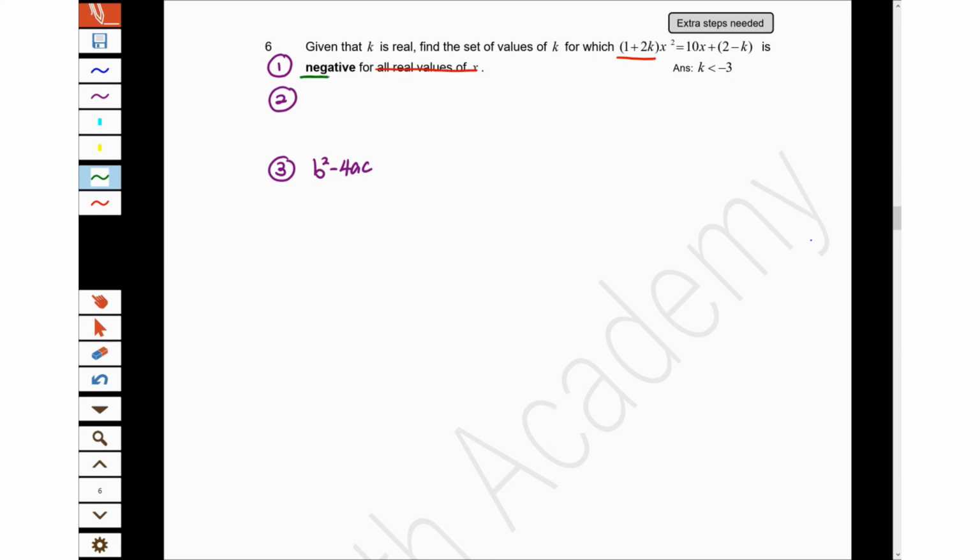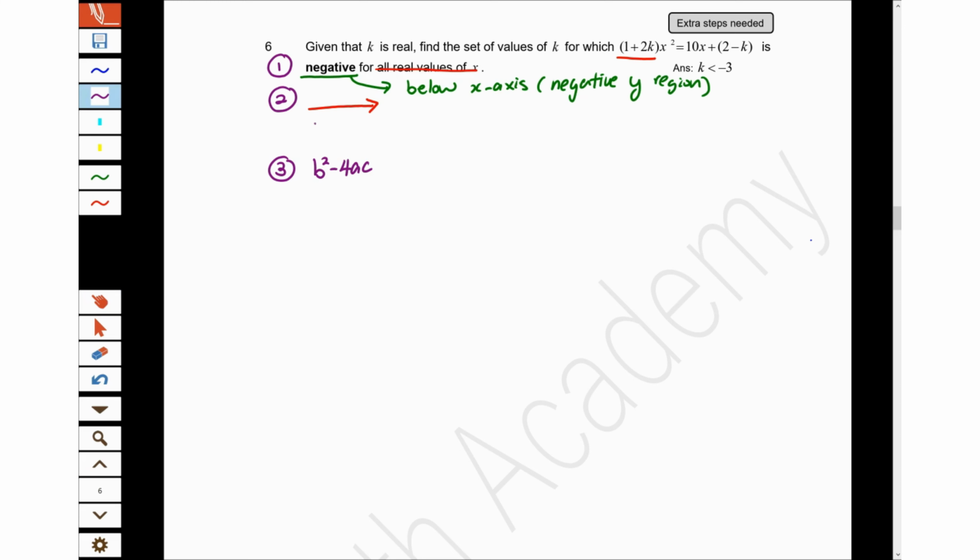Now what does negative imply? Negative means that the whole graph is below the x-axis. Basically, the graph is in the negative y region. Okay, let me do a sketch. This is the x-axis. So the graph is purely below the x-axis. This is called the negative y-axis region.